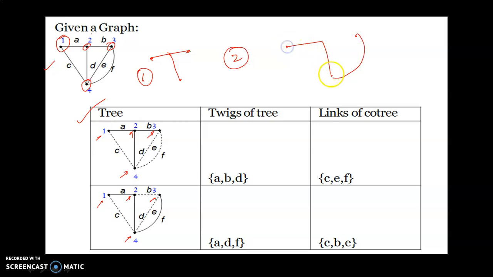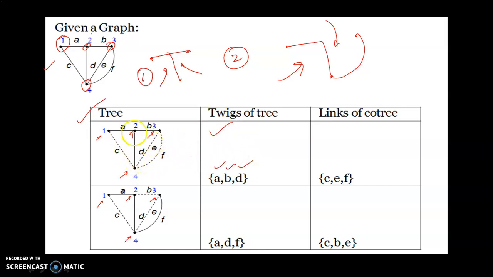So you are not finding any closed path. It is open from here, it is open from here. So the remaining portion of the tree that would otherwise make it a connected graph is the twigs. What are twigs? Twigs are A, B, D.